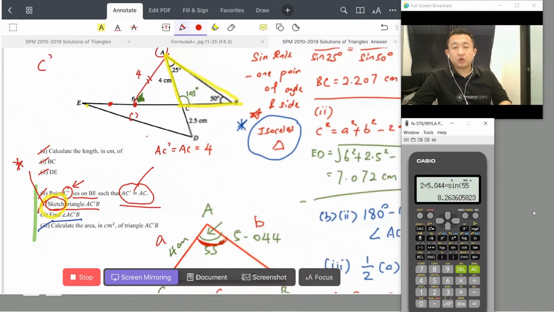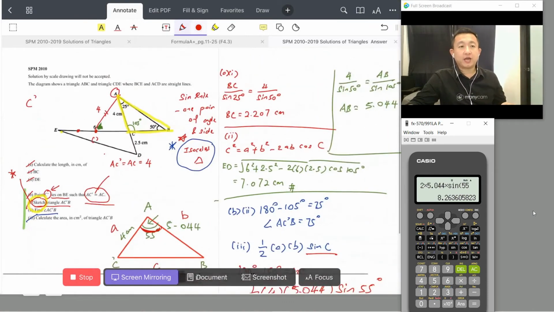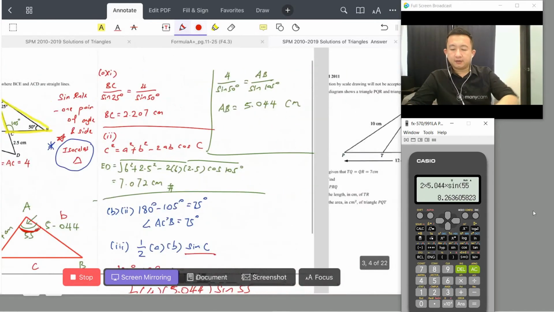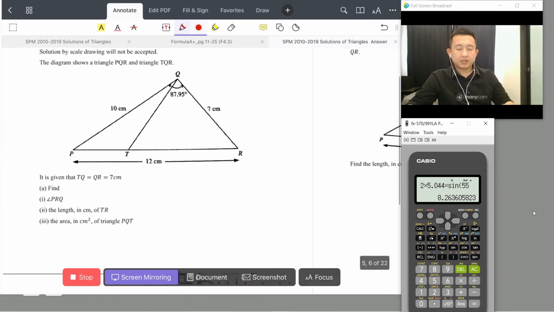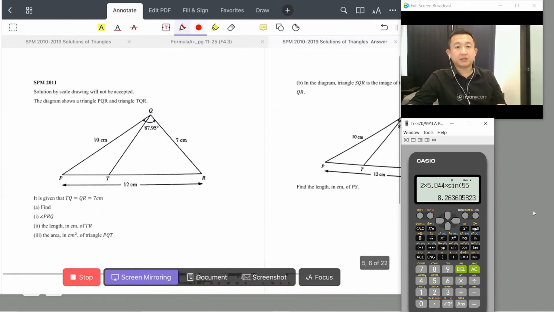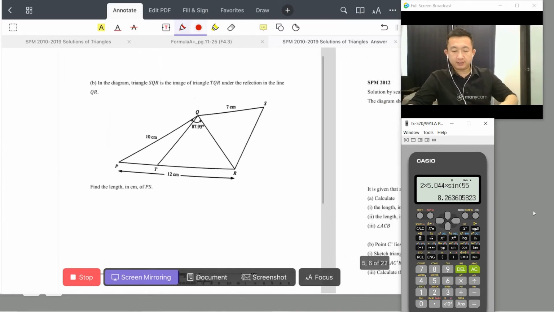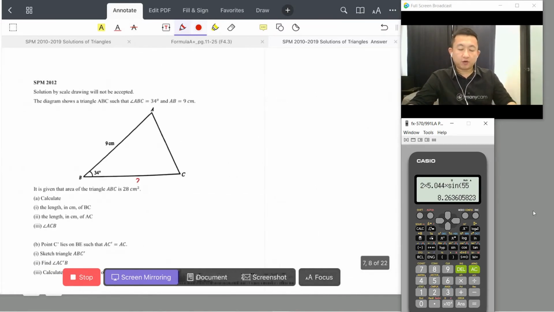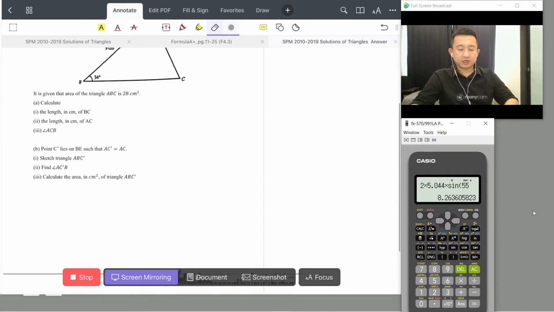Now let's have a look at the following years and see what we have for the ambiguous case. 2010, 2011, not so much on ambiguous case, so we skip for now. And 2012. Okay, 2012, let's pay attention to these parts.